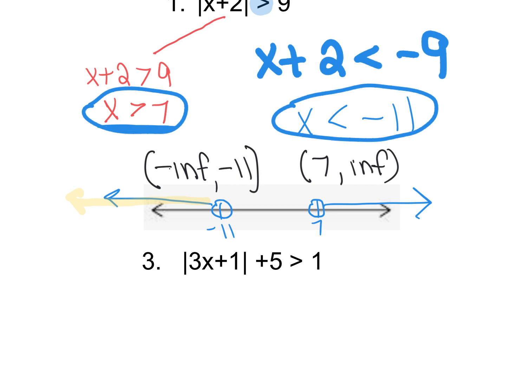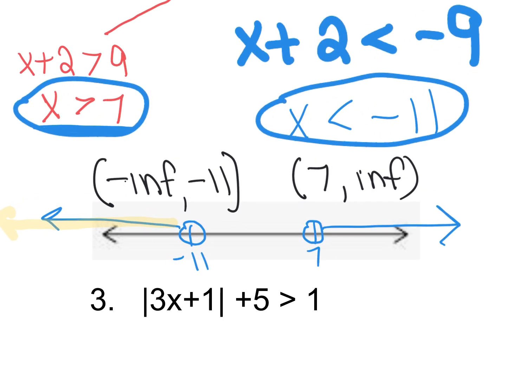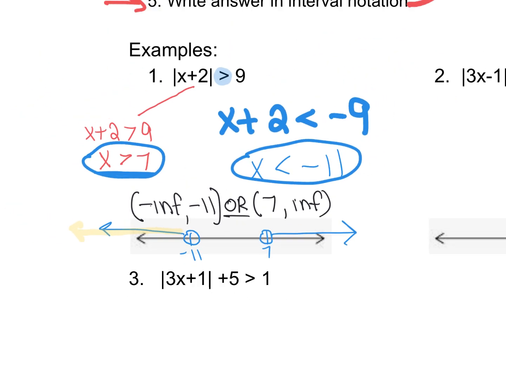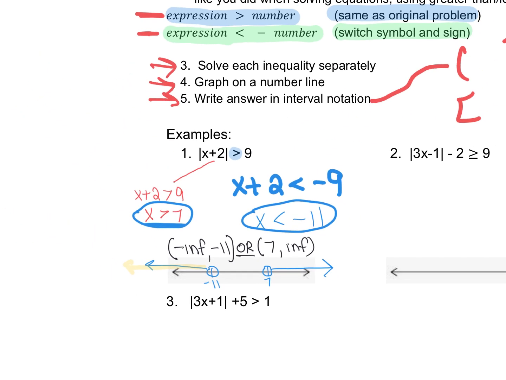And just something to note, since either of these work, the negative infinity to negative 11, or 7 to infinity, we're going to put an "or" in between the two. So we could also put an "or" here: x plus 2 is greater than 9, or x plus 2 is less than negative 9.